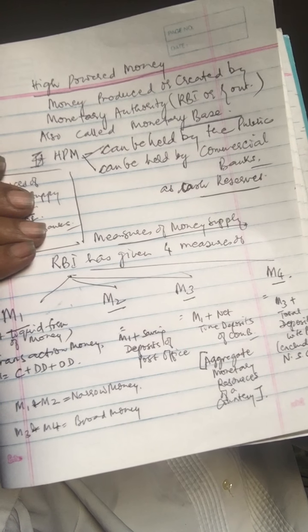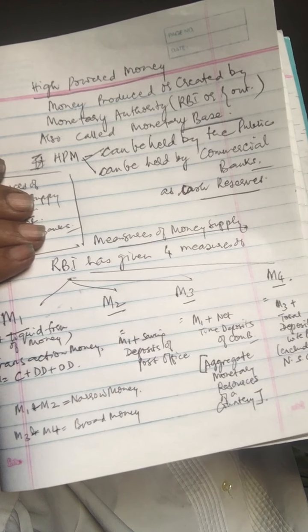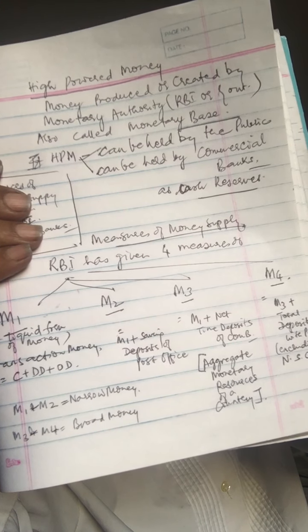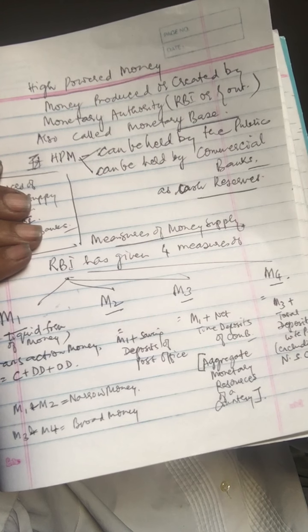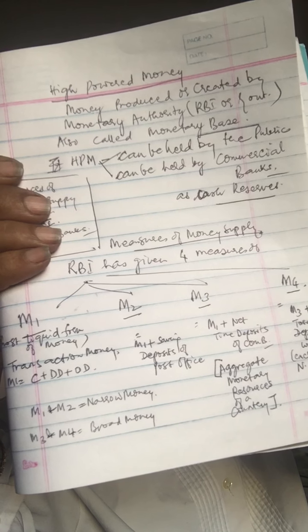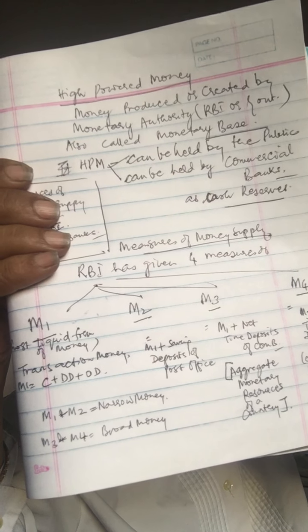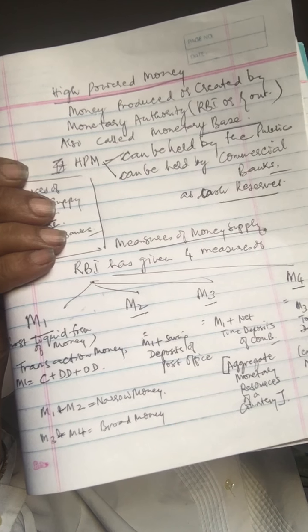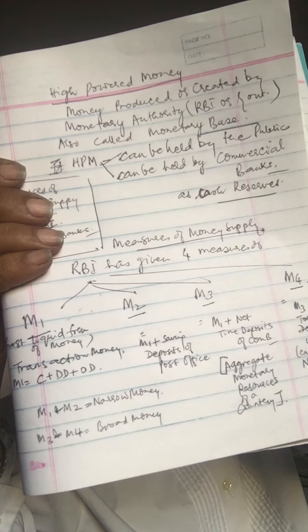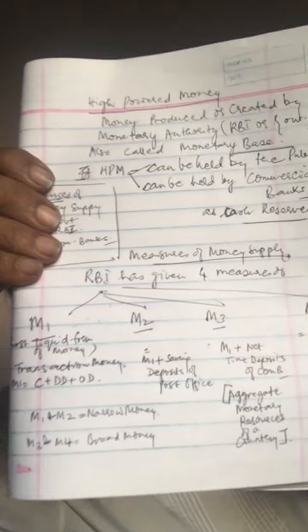In it, currency, that is paper notes and coins, is included. On the other hand, currency held by the public and demand deposits at banks taken together constitute money. So high-powered money is currency held by the public plus cash reserves of the banks, which is important. So this is what we've done in money supply.